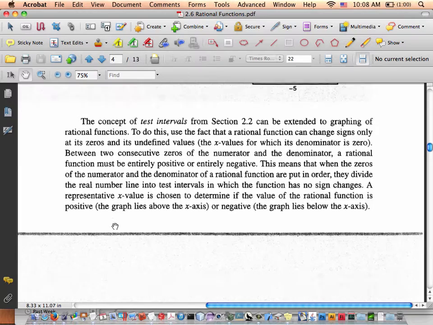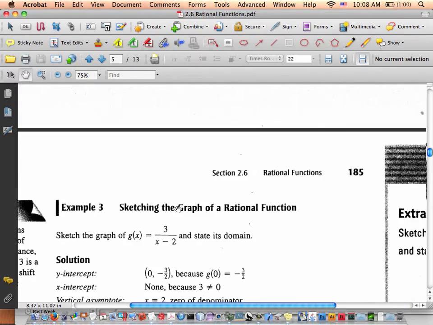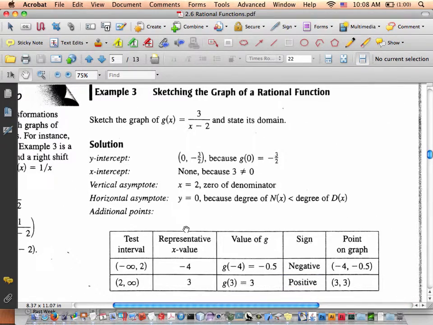Okay, let's make this tangible. Let's make this something that we can actually do. Okay, step number 1. Look at the numerator, look at the denominator. What is the numerator function? 3. If you set 3 equal to 0, is it ever possible for 3 to equal 0? No. This immediately means that this function has no x-intercepts. So it never hits the x-axis. Okay? Now look at the denominator. The denominator function is what?